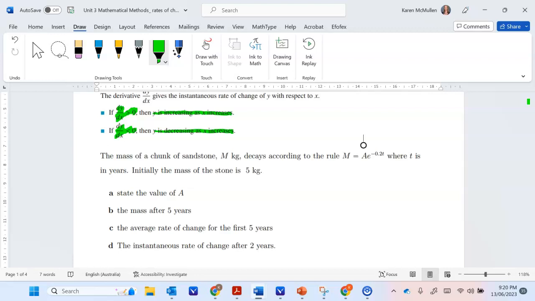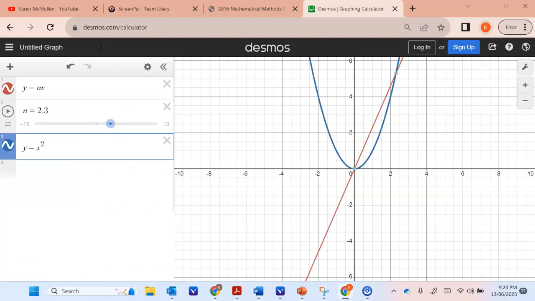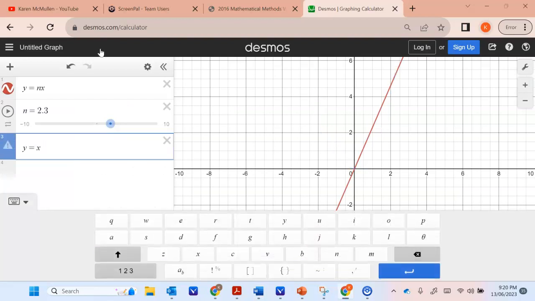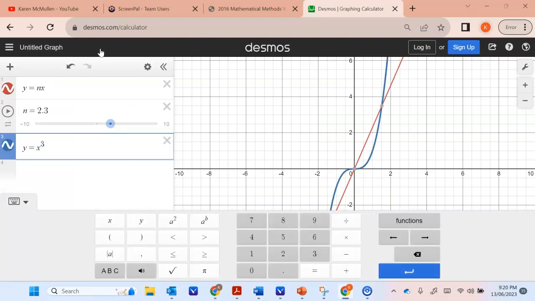If we had something like, not a parabola, let's go back to Desmos and we'll change this one to a cubic. Change it to a better cubic.